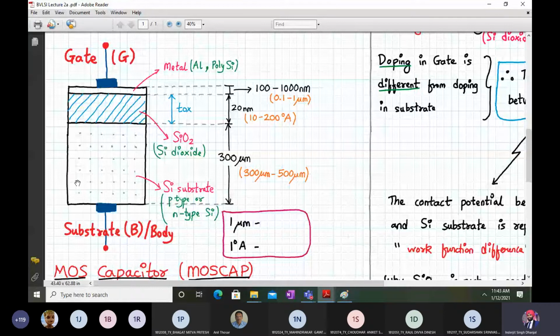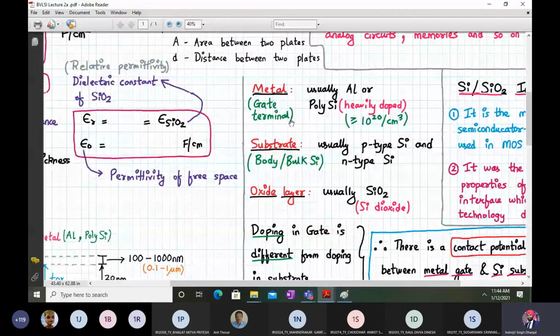Now let us realistically look into the materials. So for the metal, you can use aluminum or polysilicon. I'll just give you a hint over here. Usually the metal is the gate terminal. Usually it is aluminum. Now aluminum, all of us know it's a metal, and metal has plenty of electrons for conduction. Also we can use polysilicon. Polysilicon is a heavily doped semiconductor having a doping level of 10 raised to 20 per centimeter cube. That's considered to be very, very high doping.